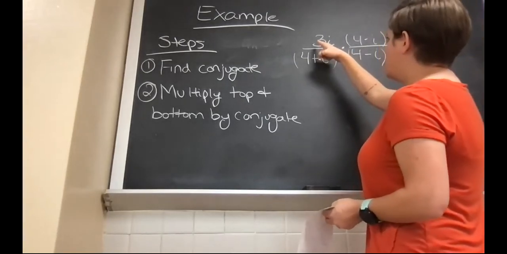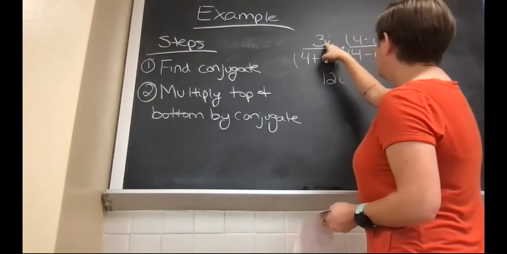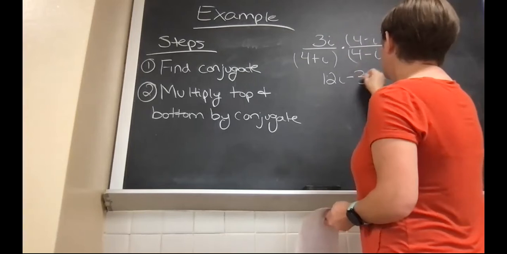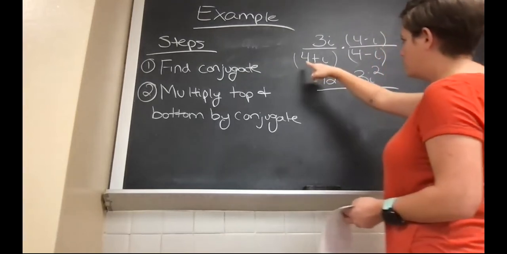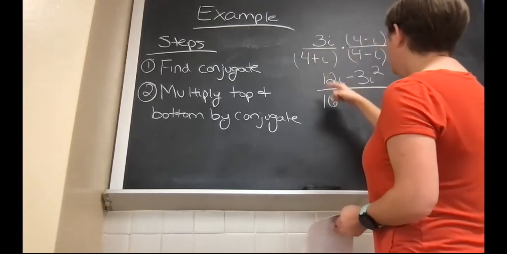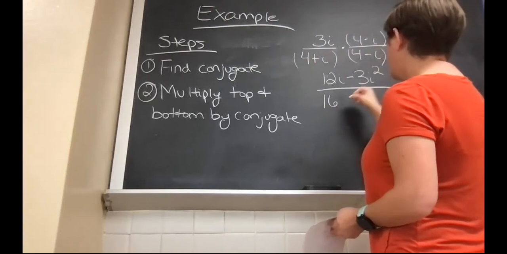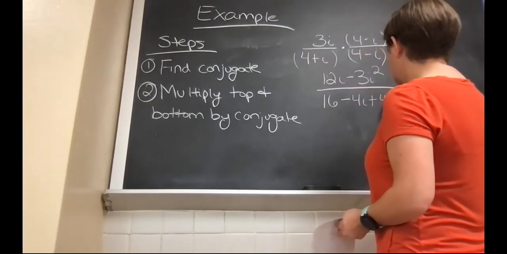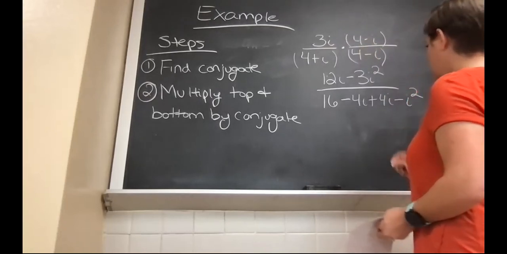So let's look at the top first. We have 3i times 4, which is 12i, and then 3i times a negative i, so minus 3i squared, all over. So we do our first, which is 16, 4 times 4. We do our outer, which is 4 times negative i. Do our inner, which is 4 times positive i. And then we do our last, which is a minus i squared.